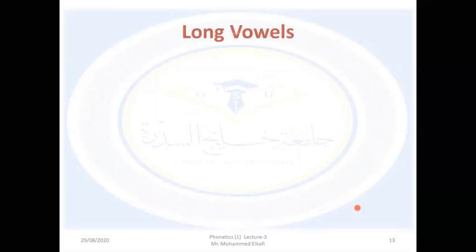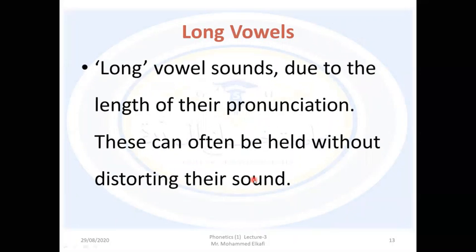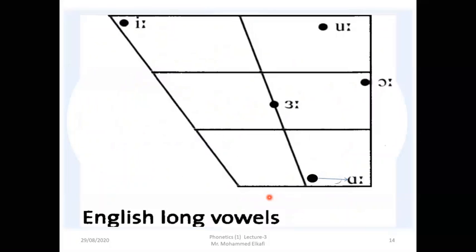What about long vowels? Long vowel sounds, due to the length of their pronunciation, can often be held without distorting their sound. So we'll find them as long sounds. At the markers here, we'll find the two points after them. So here you can notice these two points. That means the sound is long. Such marks after the vowel tell us about the length of the vowel.